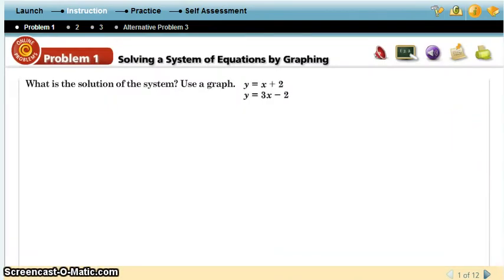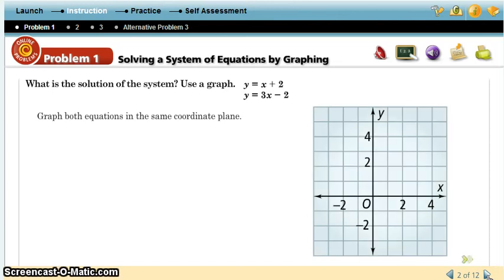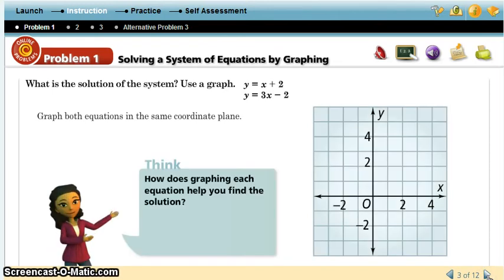In this problem, you will graph a system of equations. What is the solution of the system? Use a graph. The first equation in the system is y equals x plus 2. The second equation is y equals 3 times x minus 2. Graph both equations in the same coordinate plane. How does graphing each equation help you find the solution?